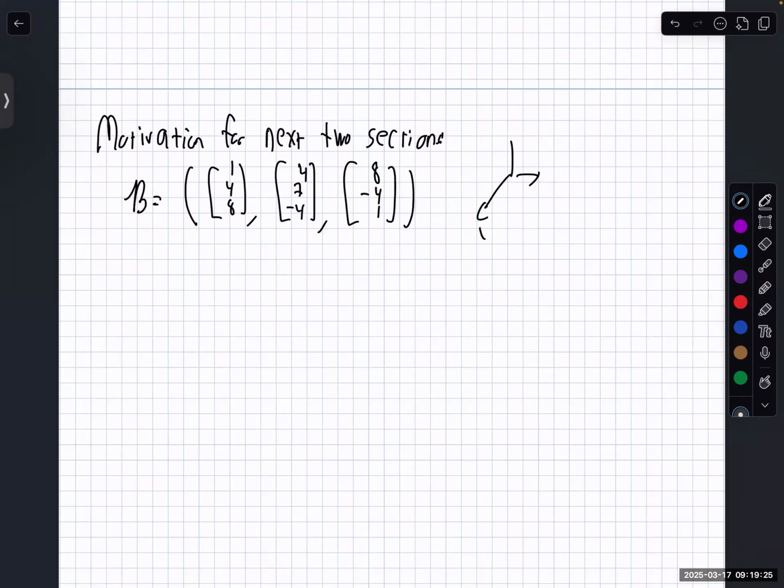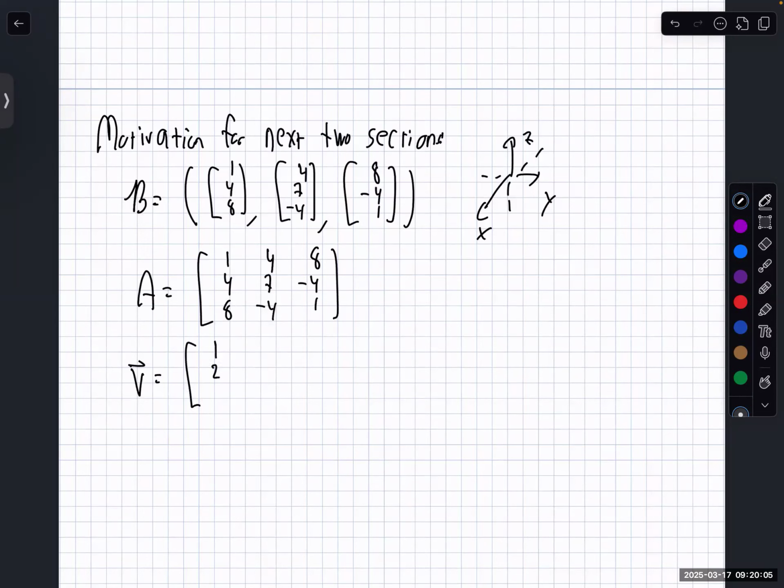So I want you to imagine we're working in three-dimensional space. And this is the coordinate system I'm going to give you. So think about a new x-axis, new y-axis, new z-axis. And then just so we have something to talk about, one interpretation of a matrix is it represents a list of vectors. So the matrix version of this basis is this. And then I've got a vector v, which is 1, 2, 3.